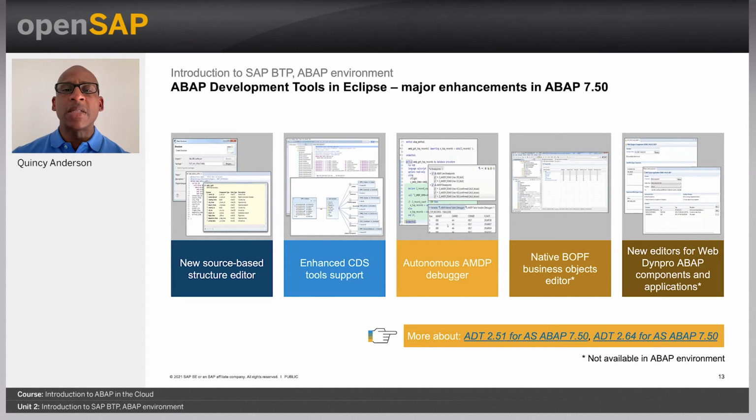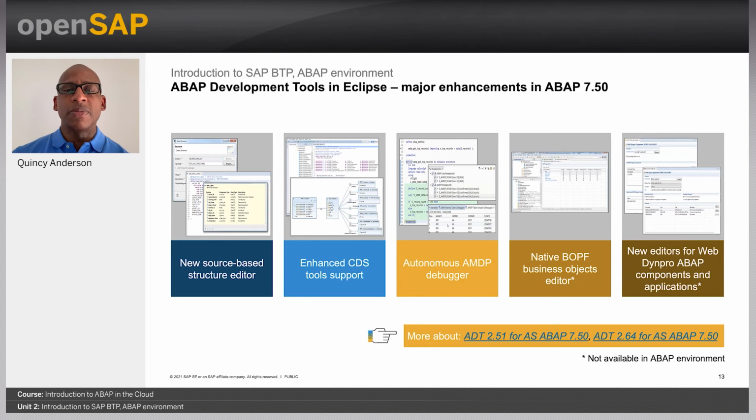ADT can be upgraded separately from Eclipse itself. The latest version is 3.20. As with all software products, each version will have enhancements and new features. The next few slides show some of those enhancements and features that have shipped with new releases of ADT over the years.